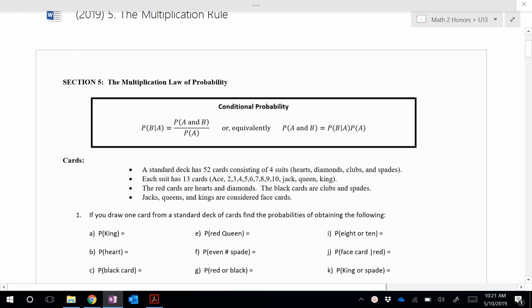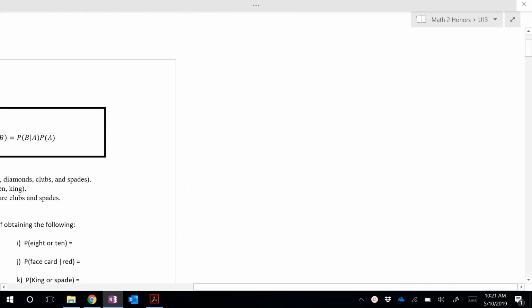All right. So section 5, we're going to look at the multiplication law of probability, and I'm going to bring up a couple things here. I'm going to talk about this formula, introduce a couple words for us, and again, just like we did last time, I'm going to start with a table here and a couple scenarios.